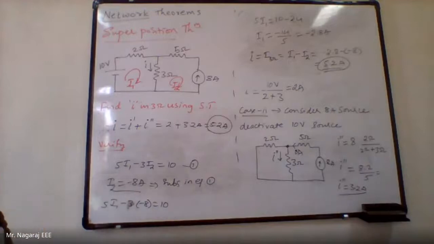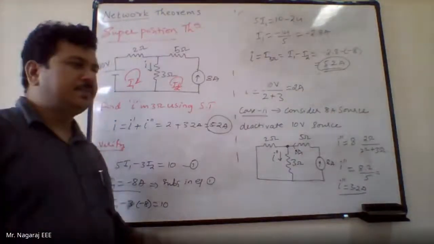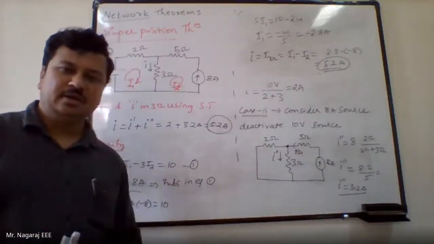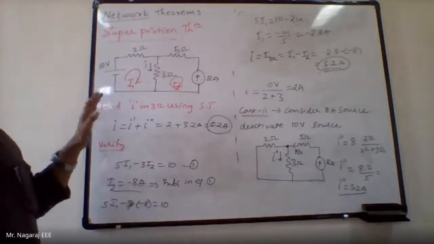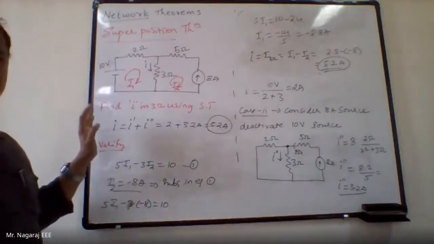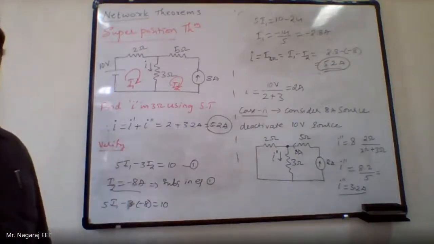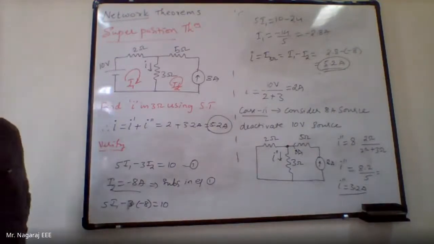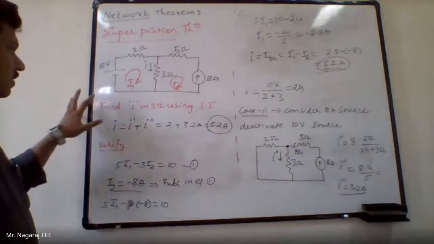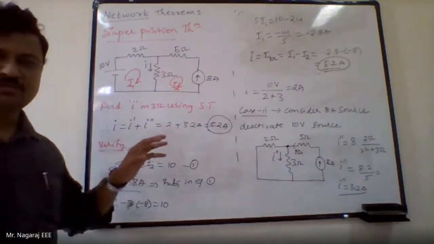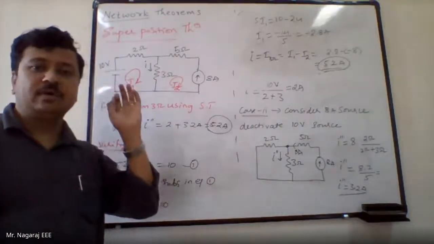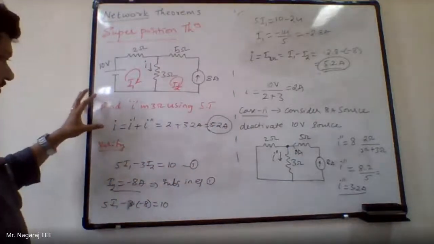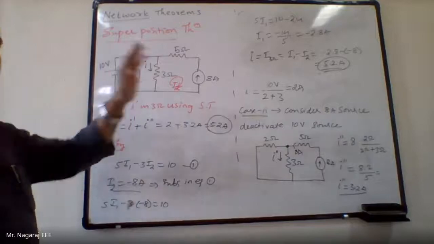So this shows us that the superposition principle can be very conveniently applied to any linear circuit. This is a linear circuit. I can apply it to any linear bilateral circuit. So what does bilateral circuit mean? Very simple: fundamentally, power flow can be from both sides. That is a bilateral circuit. So current flow can be from both sides.